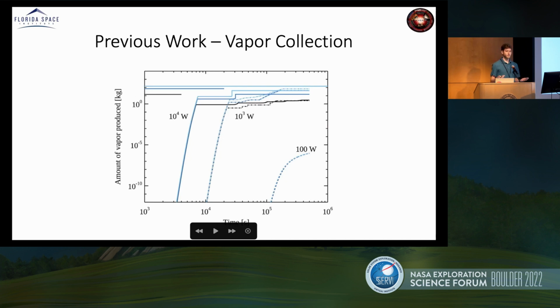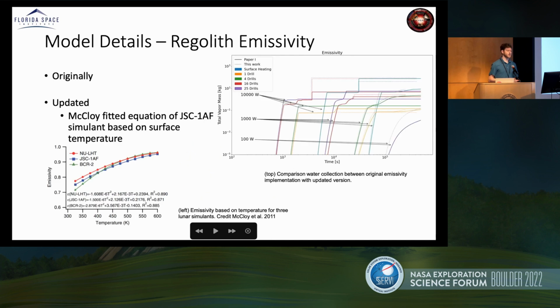So to help increase this and make it more realistic, I have implemented some more dynamics into the regolith. So first off is the regolith emissivity, and it appears that when I translated this to a PDF, it ate some of my equations. So first, for the emissivity, originally they just had a static value of 1, but that's not necessarily how it works.